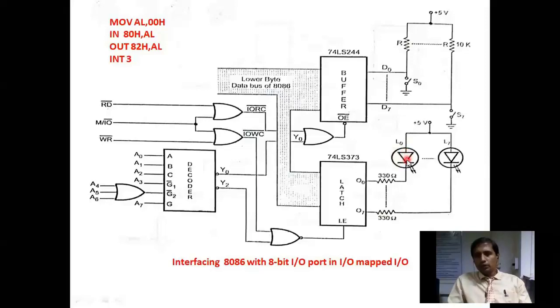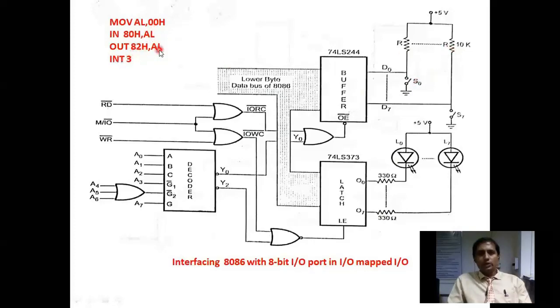For example, the processor wants to glow all the LEDs. Then we write like this: MOV AL, 00H; IN 80H, AL. Because of 00H, all switches are open. Then with IN 80H, AL, the input port now receives the 00 value. What is the address of the input port? 80H. So the input port address is 80, and that address is receiving the 00 value. Based on that, all switches are open.